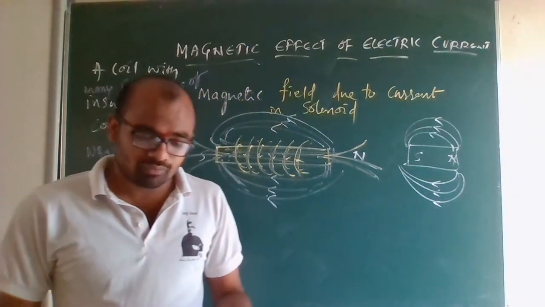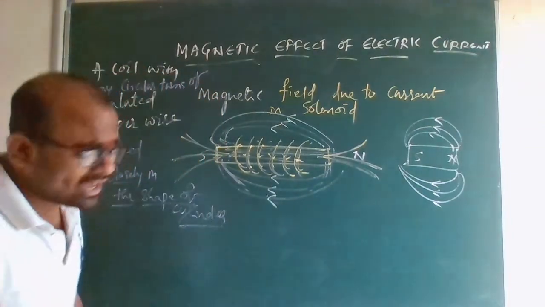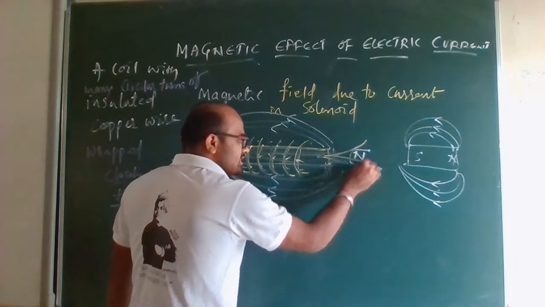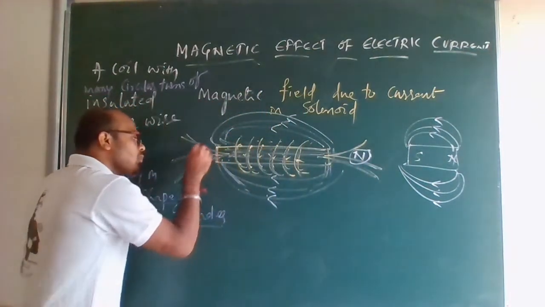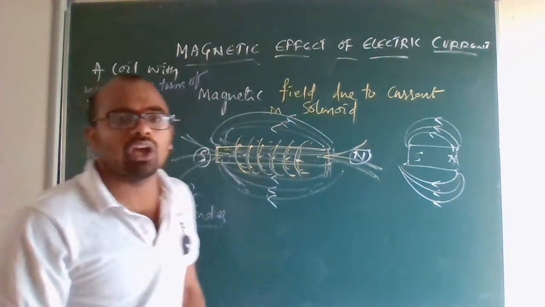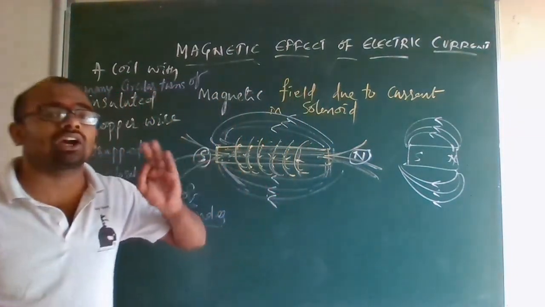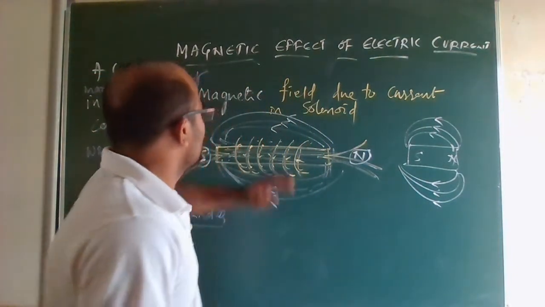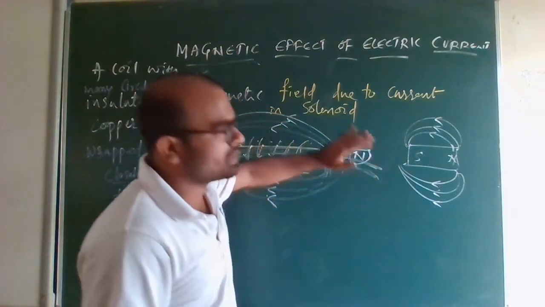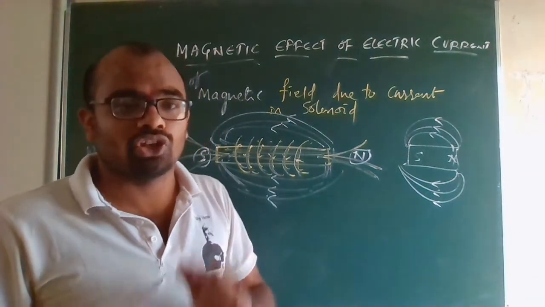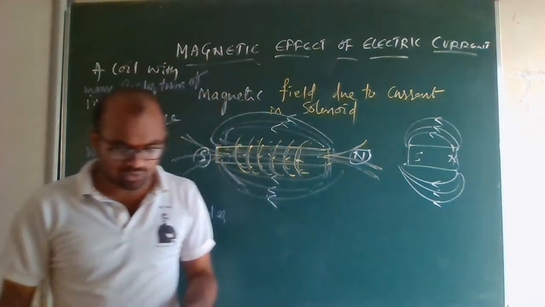One end of the solenoid always behaves as a north pole because it is just like a bar magnet. One end behaves as the north pole and the other end behaves as the south pole. You should remember this.